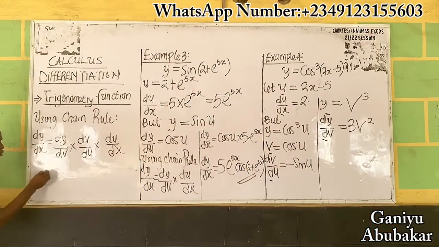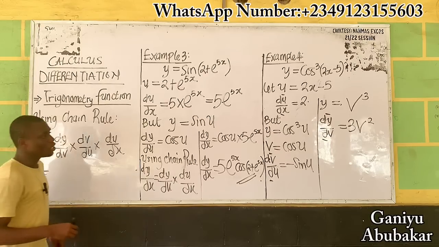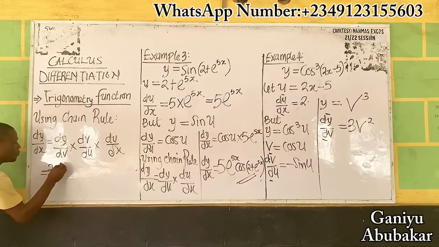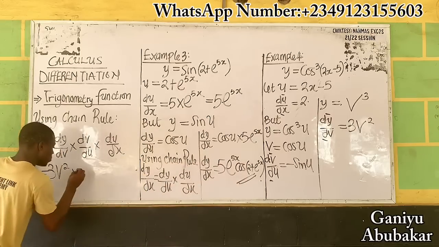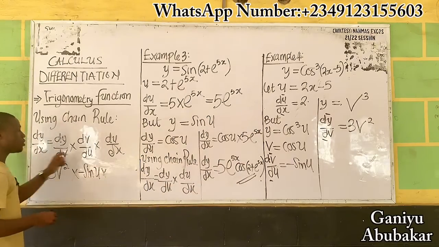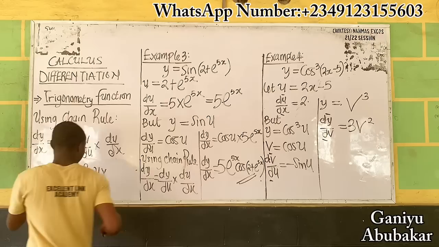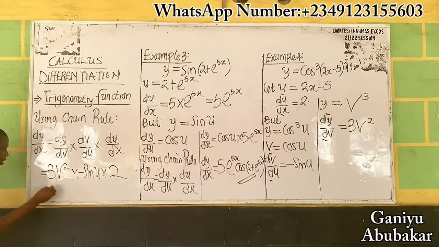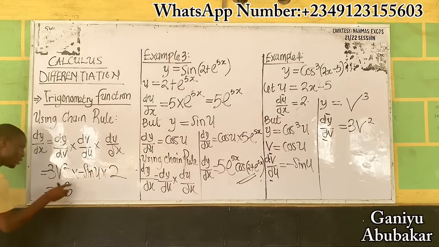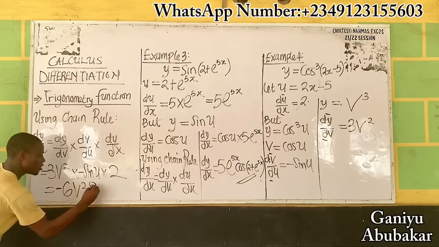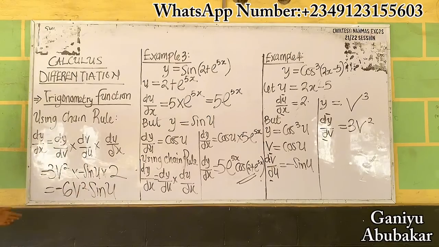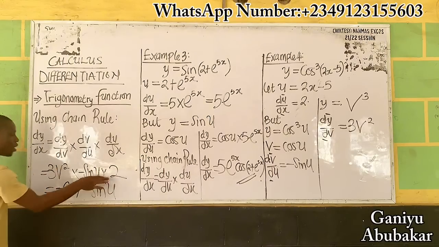From here, I'll have that dy over dx is dy over dv, that's 3v squared, times dv over du. The dv over du is minus sine u, so minus sine u times du over dx. That's 2, so I have times 2. From here, 3 times 2 is 6. Minus sign should come out first. This v squared, then this sine u. It's just a rearrangement. Minus should come first, 3 times 2 is 6, v squared is v squared, sine u is sine u.